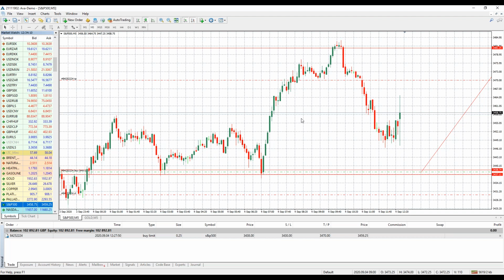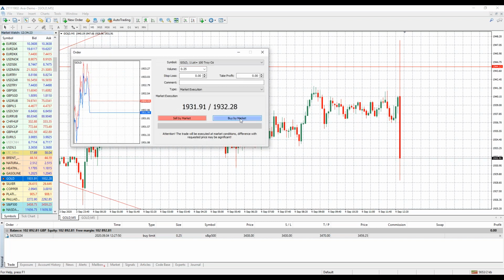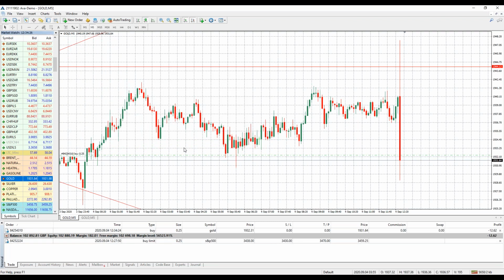Okay, so someone's asking to look at gold, so let's do that. We see gold spiked down. I would suspect that if you wanted to take some kind of move on gold, let's say you buy on gold. I just, as an example, took a buy position.